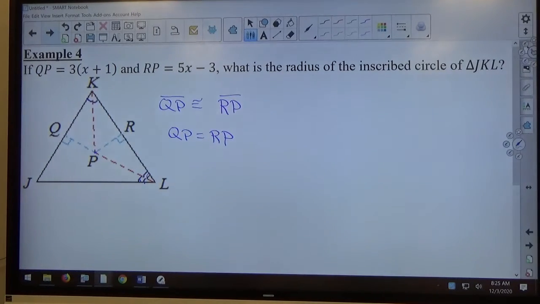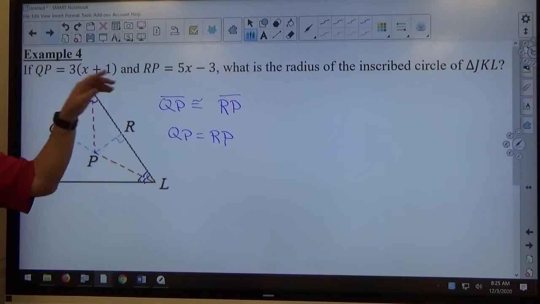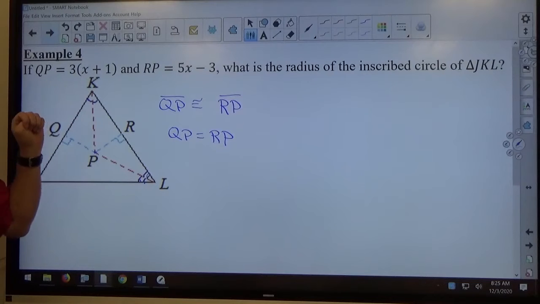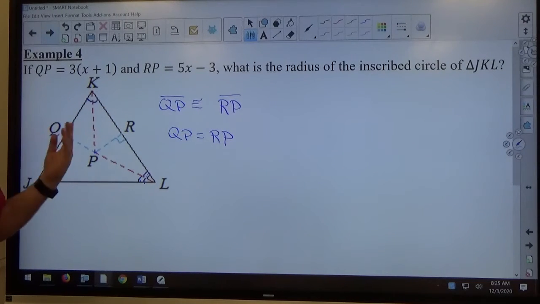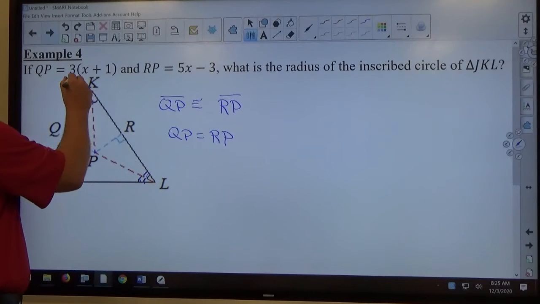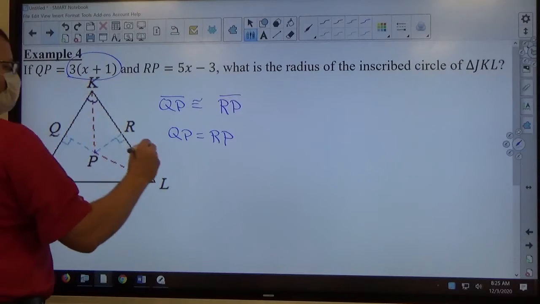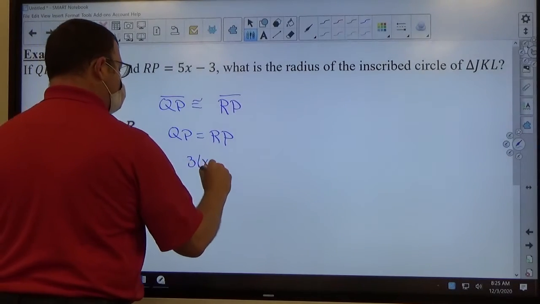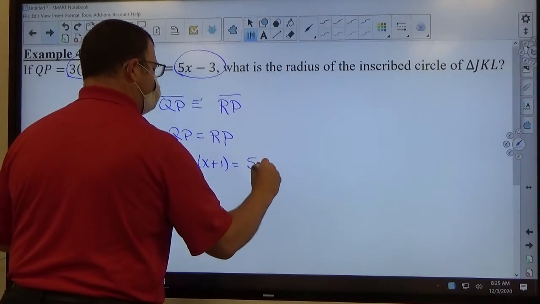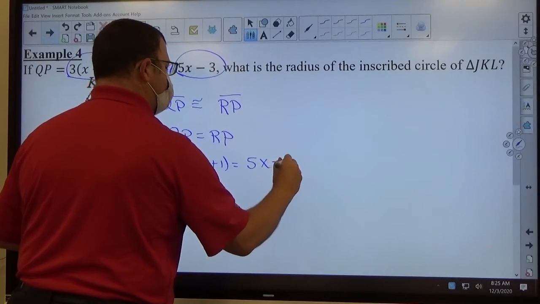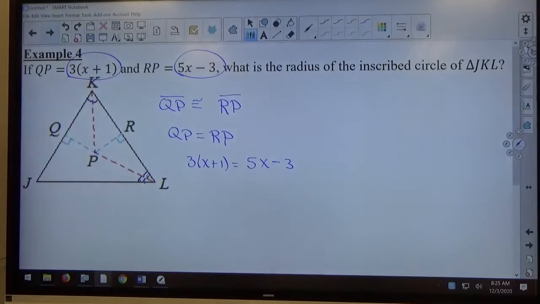All right, so QP has to equal RP. The reason that congruent objects are equal is because of the definition of congruent segments, right? If two segments are congruent, then they're equal. That's basically the definition of congruent segments. So in this sense, QP's measure is 3 times x plus 1, so 3 parentheses x plus 1 should equal RP's measure, which is 5x minus 3. Or sorry, 5x minus 3. I'll say plus for a second.